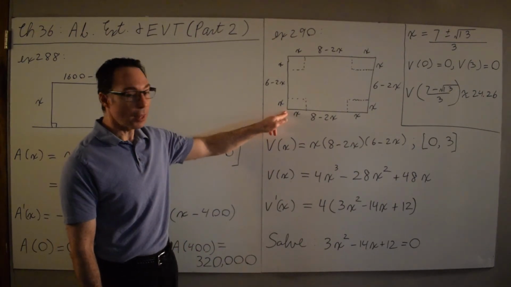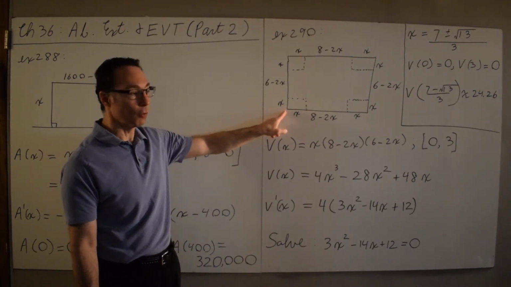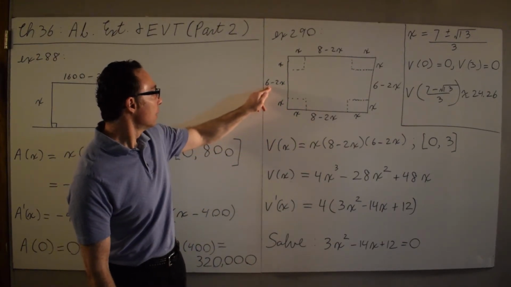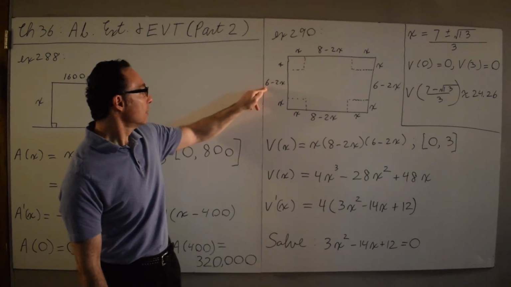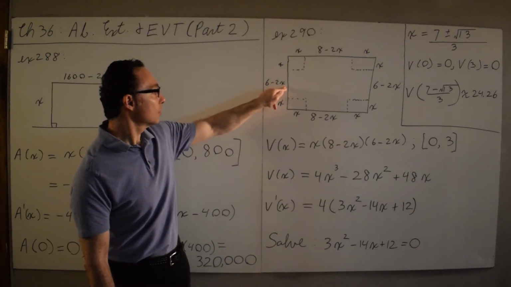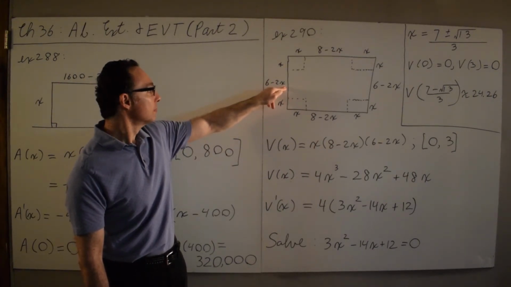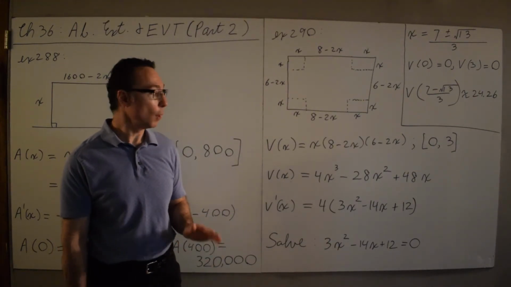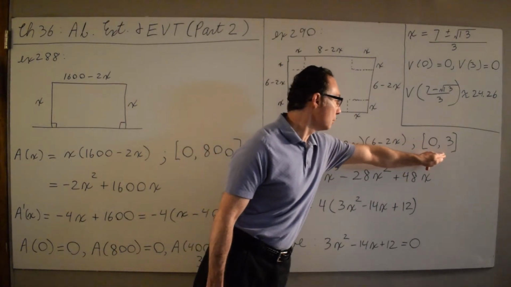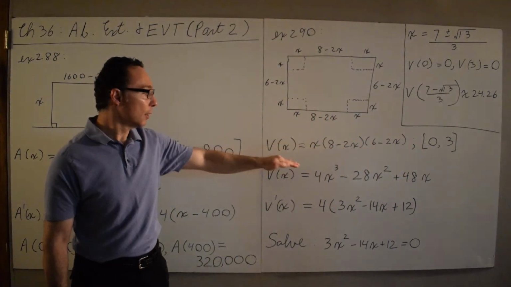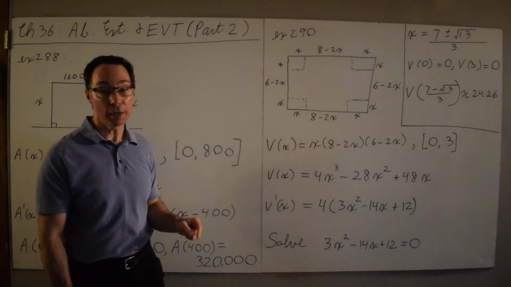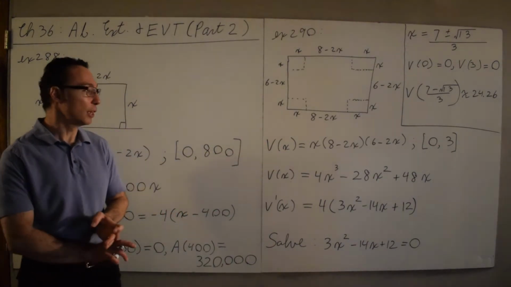We can choose 0, that just means we don't cut anything out and our volume is 0. And we can choose 3. If we choose 3, then 6 minus 2x is just going to be 0, and so again, our volume will be 0. Maybe not something we want to do, but something we're allowed to do. Because we're allowed to do it, the interval goes from 0 to 3. Remember, we want a continuous function on a closed interval.